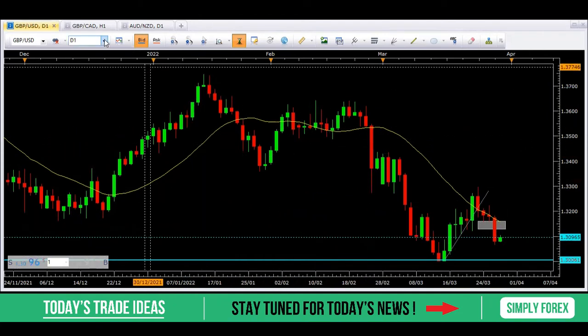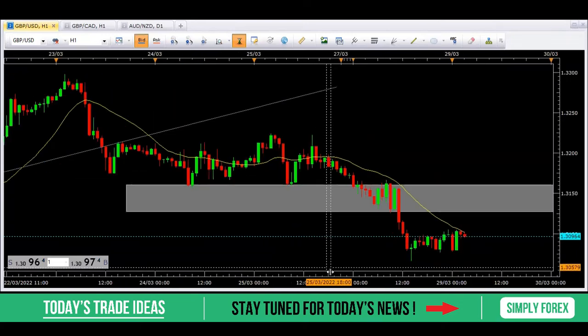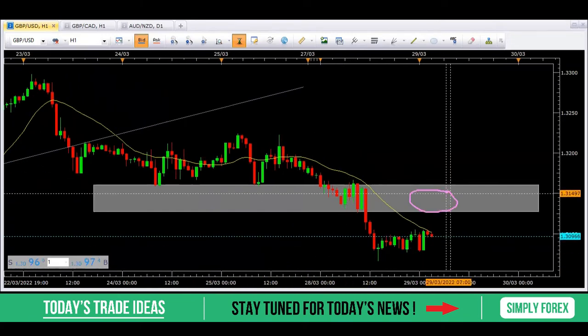Let's look at H1 for execution. We want to see price retrace up into this grey zone somewhere. We want to see a bearish candlestick pattern form. That's always our trigger to enter. Then we're going to take price back down to this last low here. This is always our first target, guys. The last H1 low is always our first target, as long as we get a risk to reward of at least 1:1.